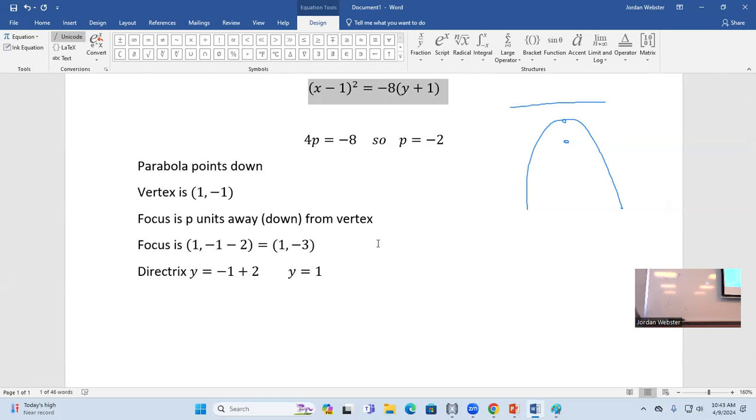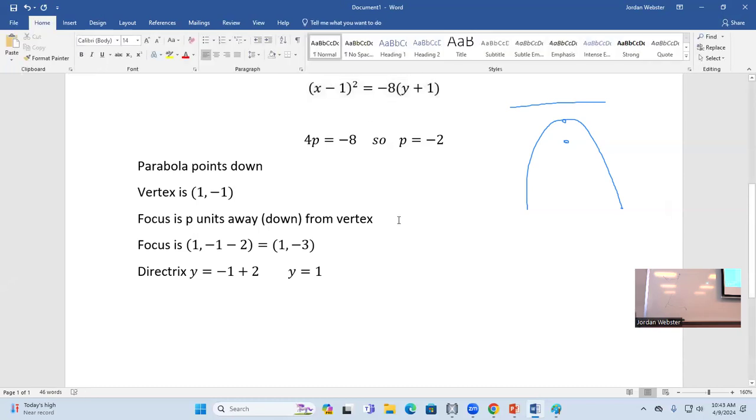And the same thing with the directrix. If my directrix is horizontal, then I'm changing the y value of the vertex, and my directrix is going to be the line y equals something. If my directrix is vertical, then I'm changing the x value of the vertex, and x equals something is going to be the line. Hopefully that all makes sense.